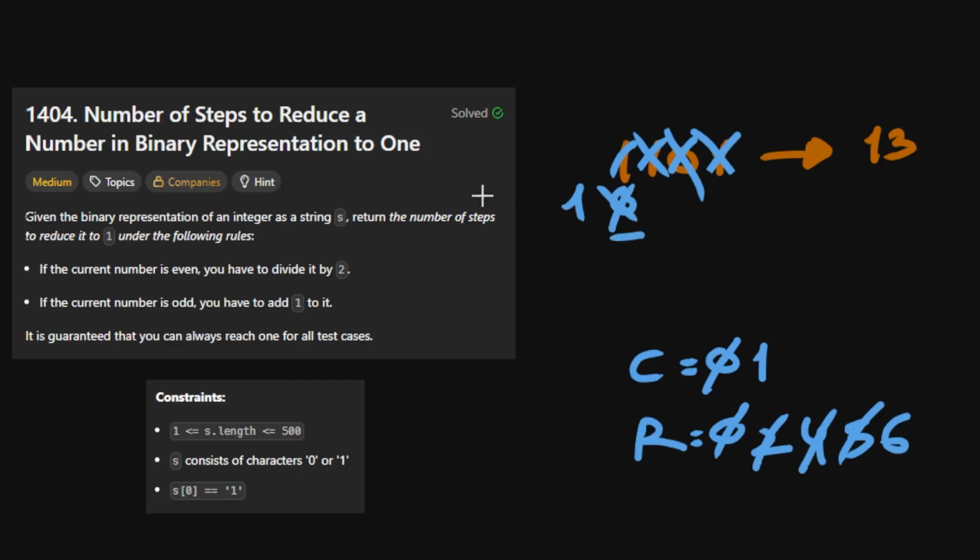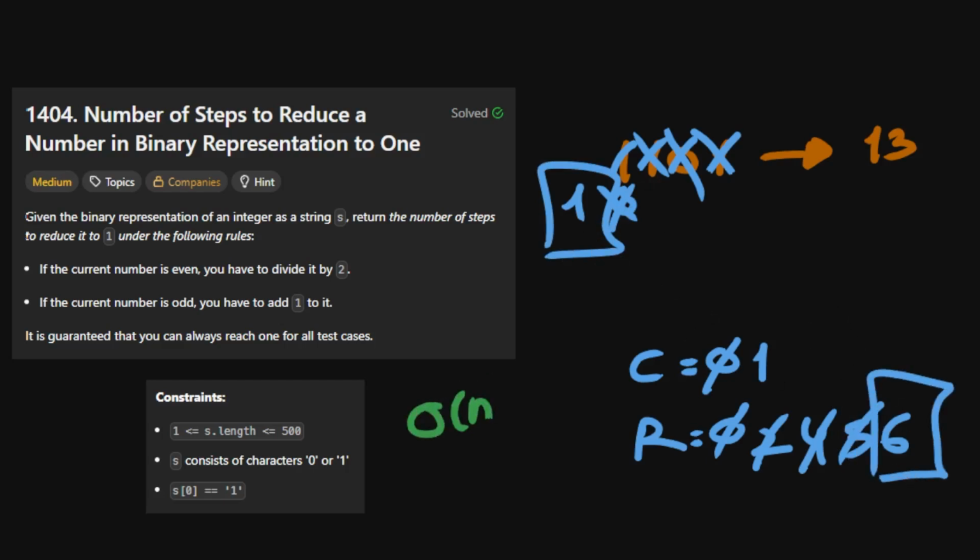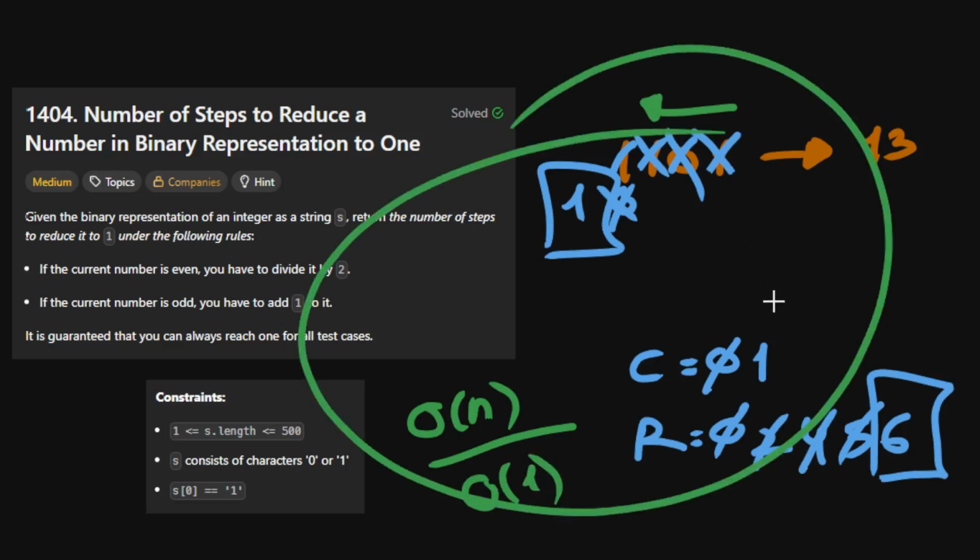So after removing this bit, the result is 1, which is exactly what we want, and at this point we can return 6. Time complexity here is big O of n because we are iterating characters in the string, and space complexity is big O of 1. So with this in mind, now let's see how to code this up.